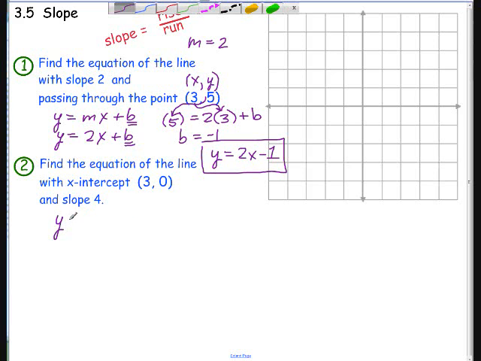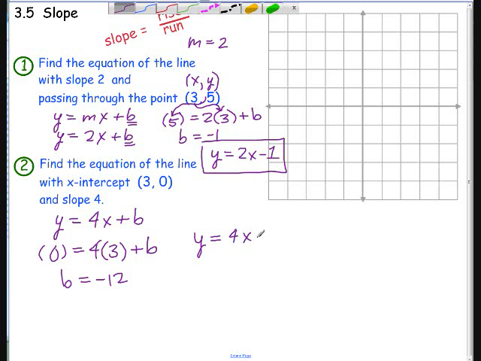Find the equation of the line that has an x-intercept, 3, 0, and a slope of 4. Y equals 4x plus b. This time, I'm going to use my x-intercept as a point that I know is true, and I will solve for b. My x is 3, my y is 0, so b is equal to -12. Now I can write the full equation. Y equals 4x minus 12.